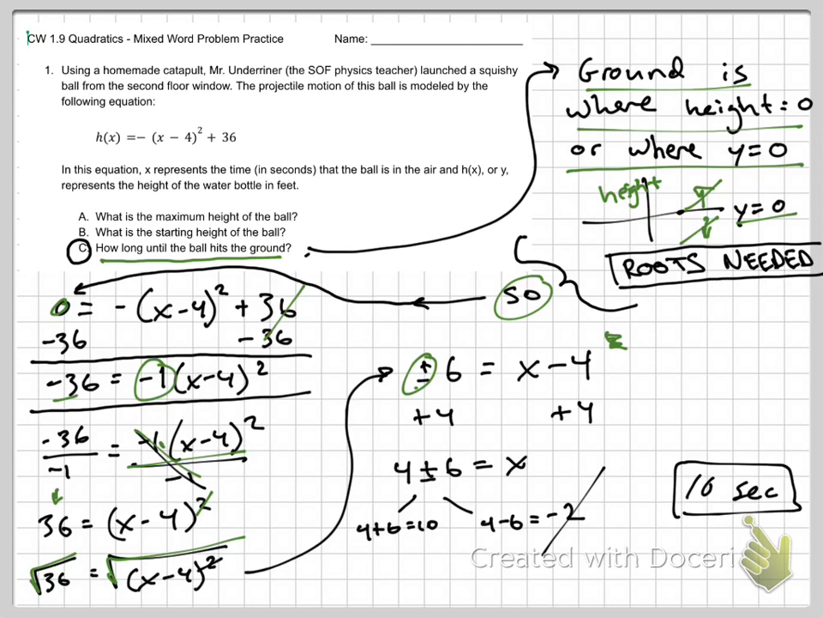And then we add 4 to both sides, and we're left with 4 plus or minus 6, which is 10, or negative 2. In the context of a catapult, we're not thinking about negative time, so we take the positive value and we're left with 10 seconds. That's all.